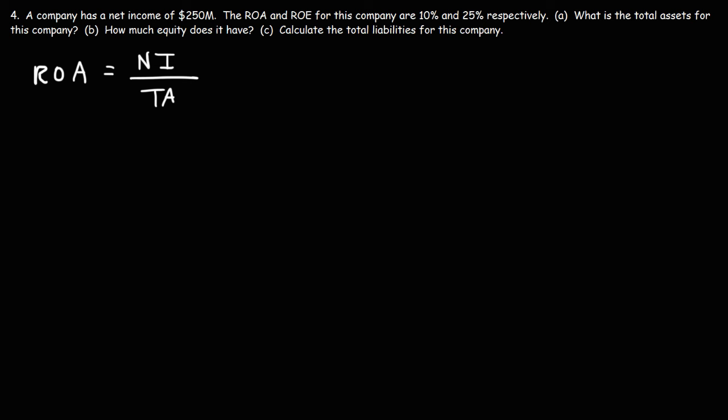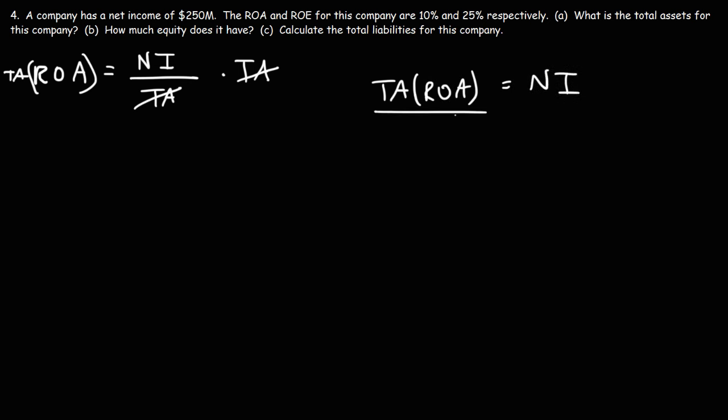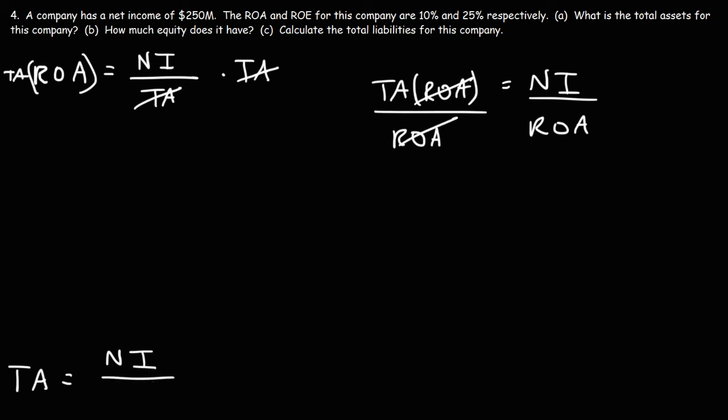What we're going to do is we're going to rearrange the equation. We're going to multiply both sides by TA. And so that's going to give us the total assets times the ROA. And that's equal to the net income. And then if we divide both sides by the ROA, we'll get this formula. So the total assets of the company is going to be the net income divided by the ROA in its decimal form.